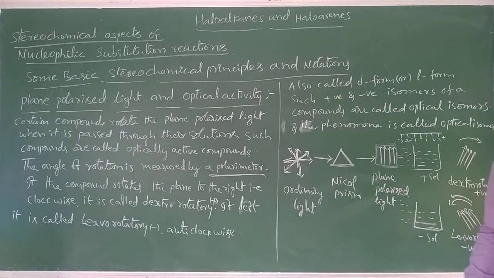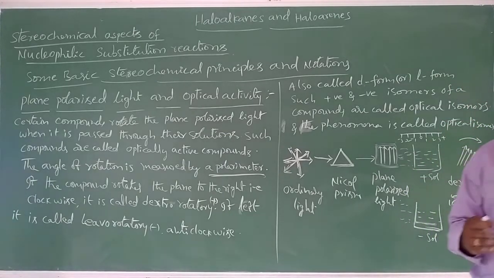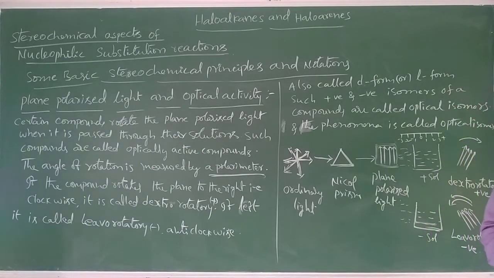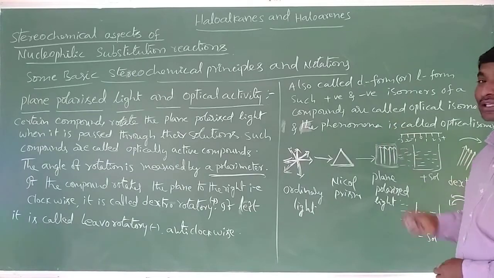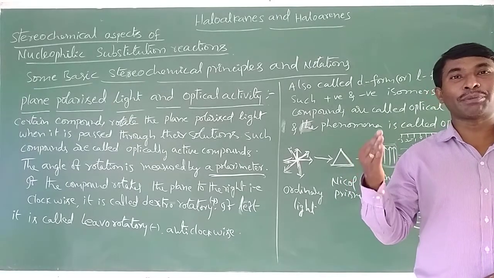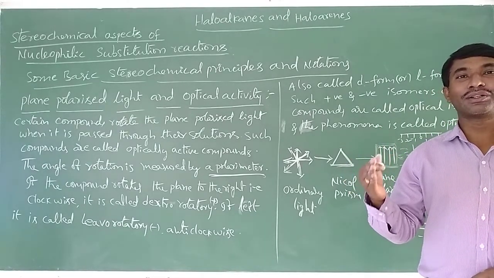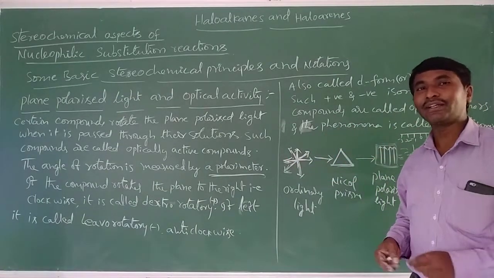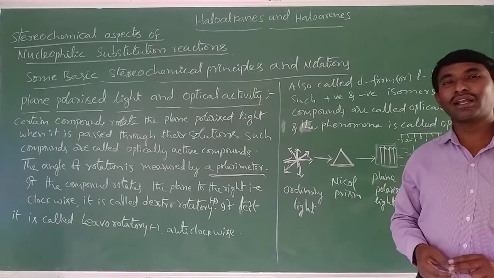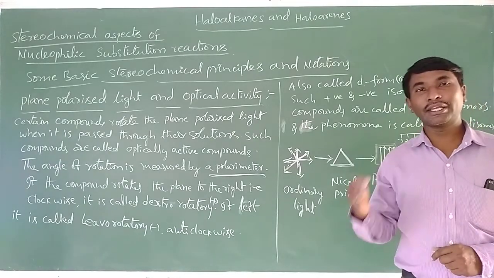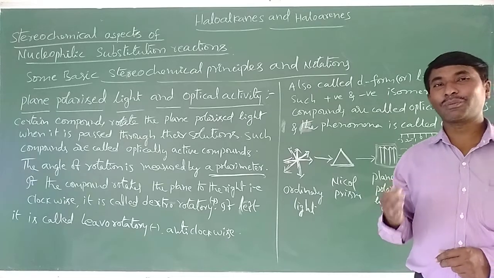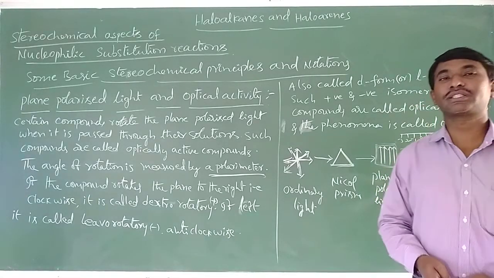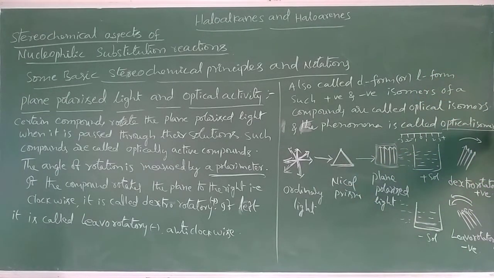Such positive and negative isomers of a compound are called optical isomers. That phenomenon is called optical isomerism. Optical isomerism means that when plane polarized light is passed through the solutions, it may rotate to the left side or the right side, and such compounds are optically active compounds. The D and L forms, the negative and positive rotations of the compounds, are called optical isomers. That phenomenon is called optical isomerism.